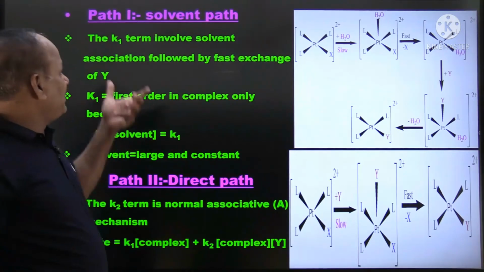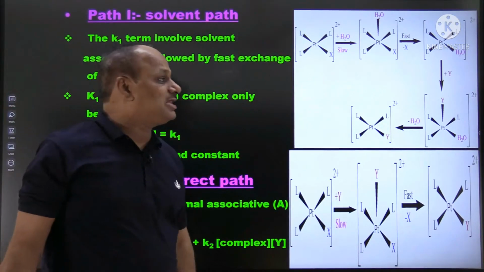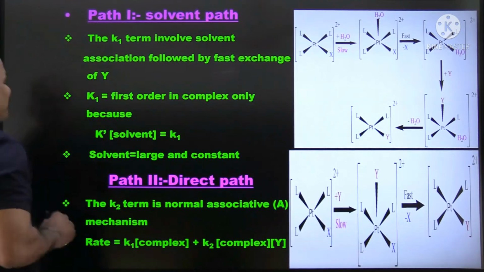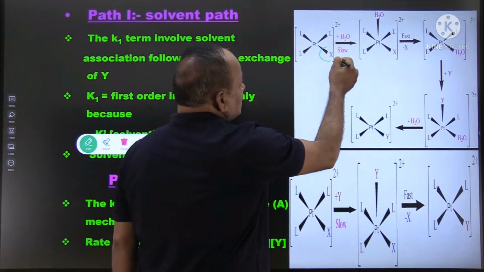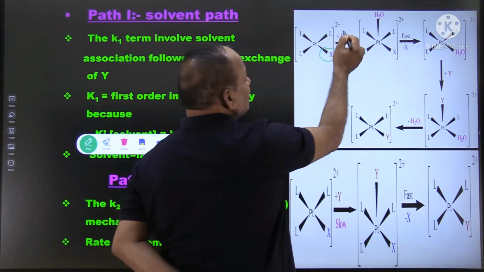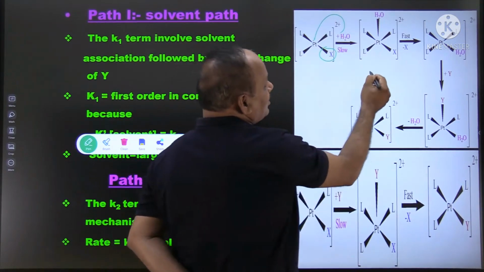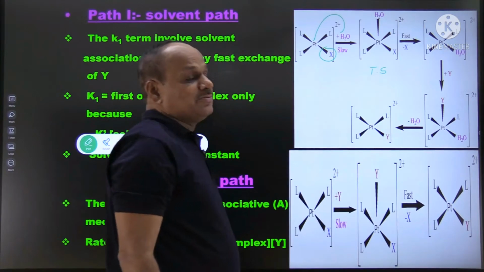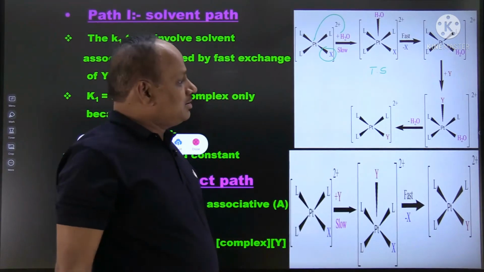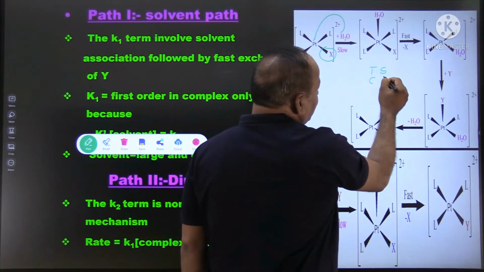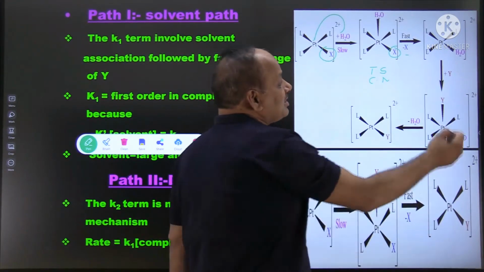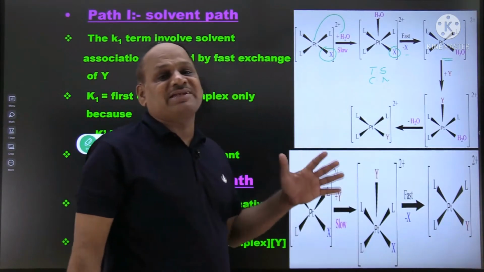In the first path, the solvent path, here the platinum complex is taken, where X is a leaving group, and platinum is in the plus 2 state. Then the incoming solvent molecule attacks, and you get a transition state that is trigonal bipyramidal. Here you see the coordination number is 5, and after that X leaves the complex, and you get the solvent-substituted platinum complex.